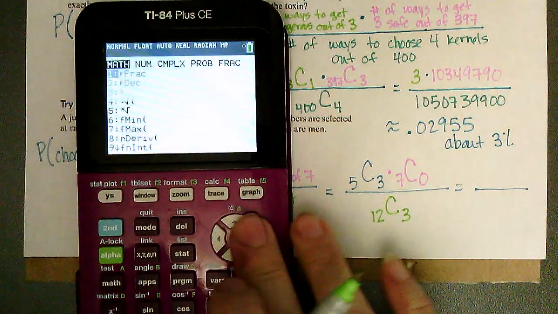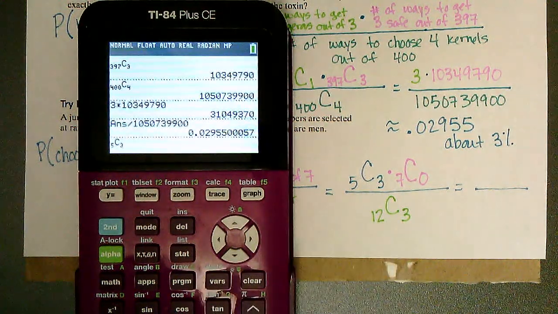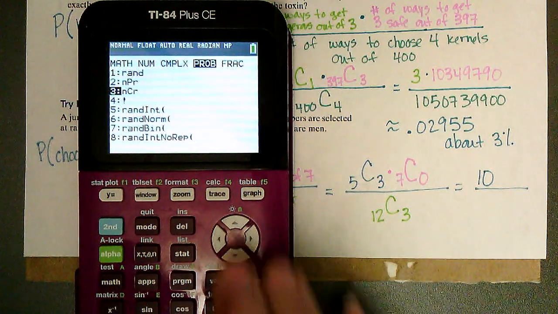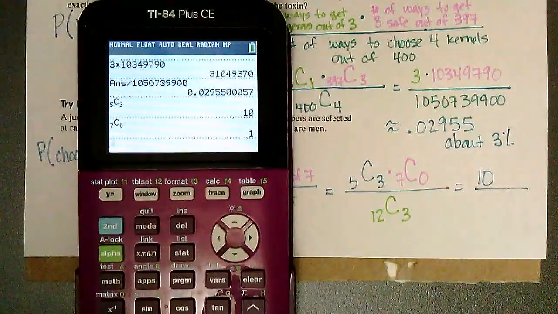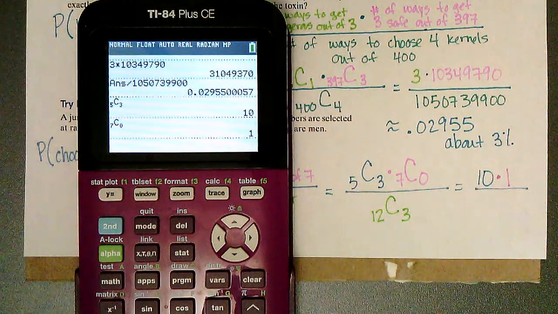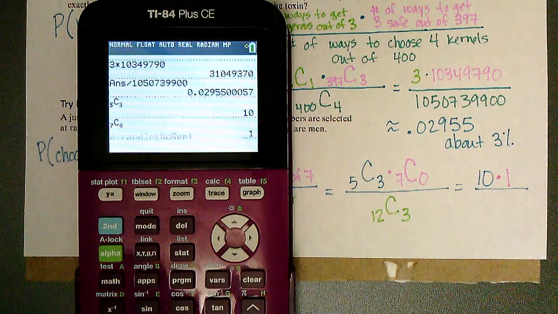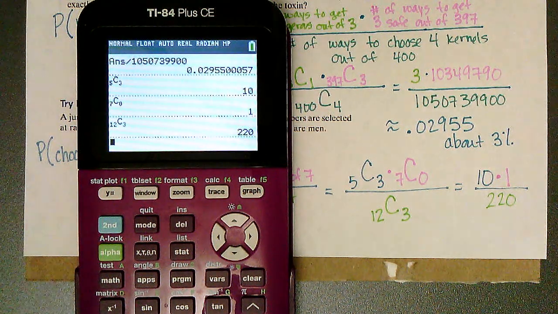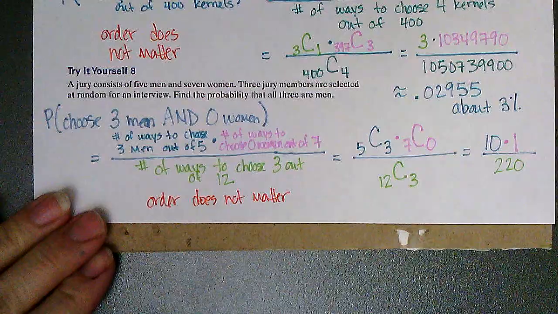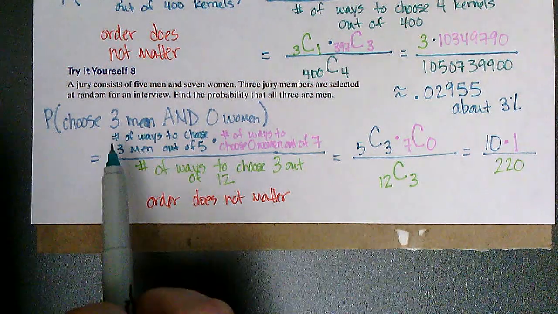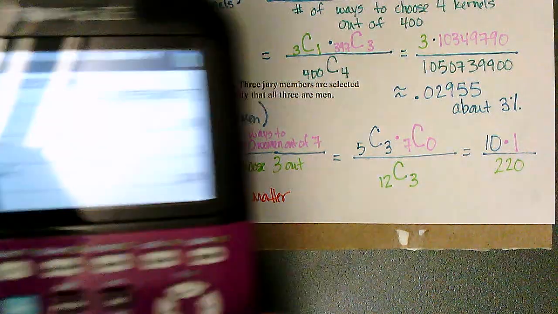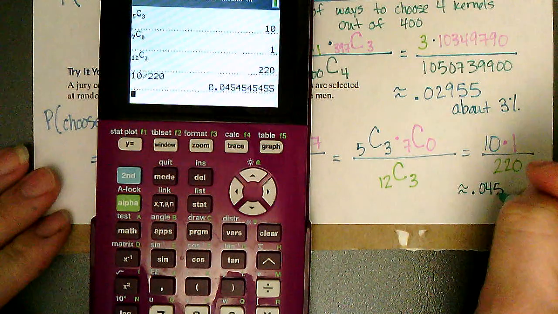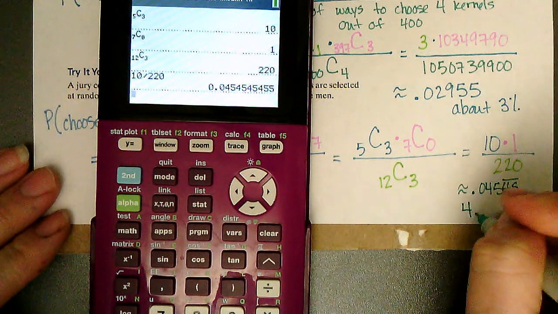So if we do a combination of 5 objects taken 3 at a time, that gives us 10. And then a combination of 7 objects that we're choosing 0 of, well, there's only one way to do that. And then a combination of 12 objects chosen 3 at a time is 220. So the probability that when I select 3 jury members at random for an interview, and all 3 of them are men, even though 7 women were on the jury, it's going to be a low probability. 10 divided by 220, which is approximately 0.04545. That's repeating. So about 4.5%.